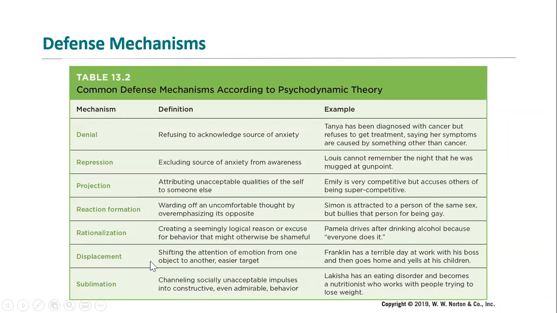Displacement is shifting the attention of emotion from one object to another, easier target. And last but not least is channeling socially unacceptable impulses into constructive, even admirable behavior. So let's say you're upset. Instead of going around and swearing about it, you could sit down and write or paint a picture. So taking that negative energy and using it to create something instead.